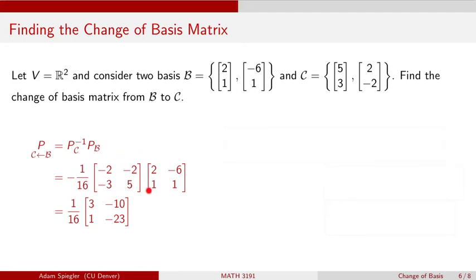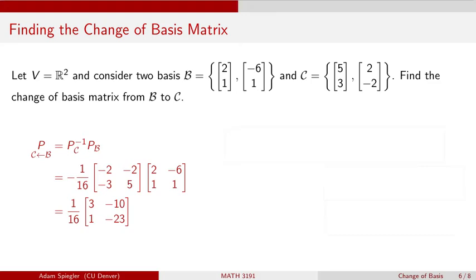So if I take the product of these two matrices, then I wind up with the matrix which I can write as 1 over 16 times the matrix whose first column is 3, 1, and whose second column is minus 10, 3. So this again is obtained by first going P_B, then going P_C inverse. So I want to map out another way that you could organize your work to find this change of basis matrix.